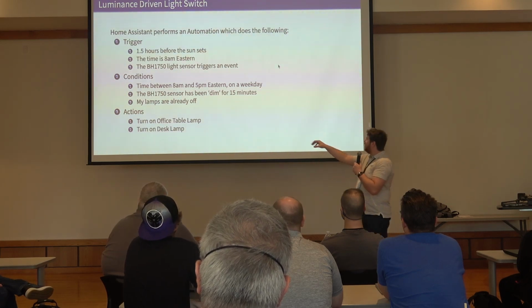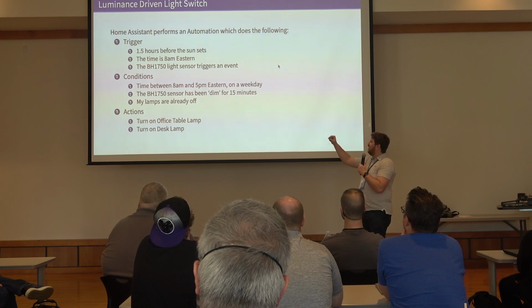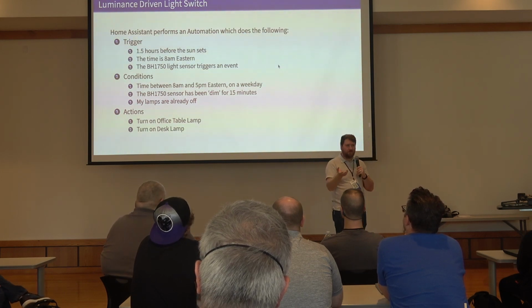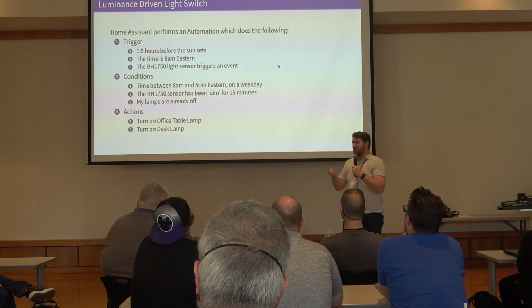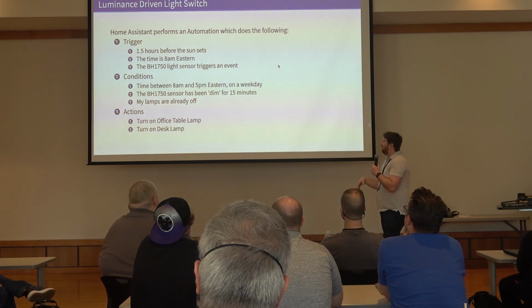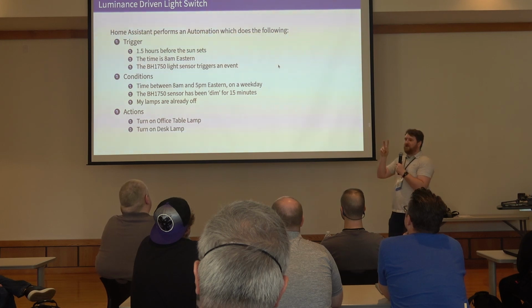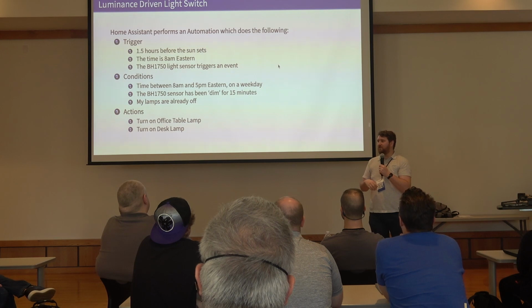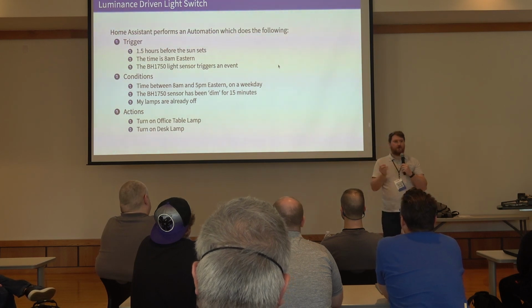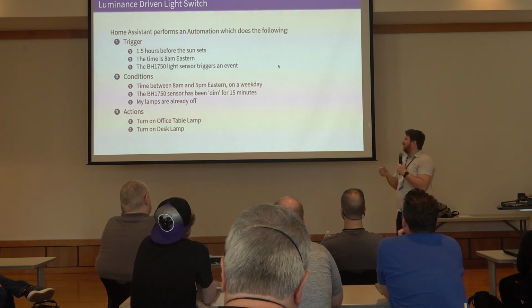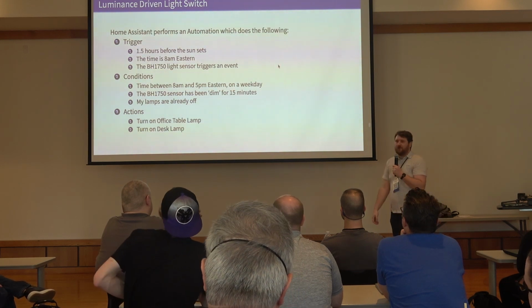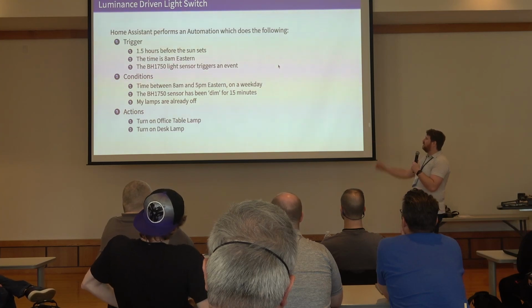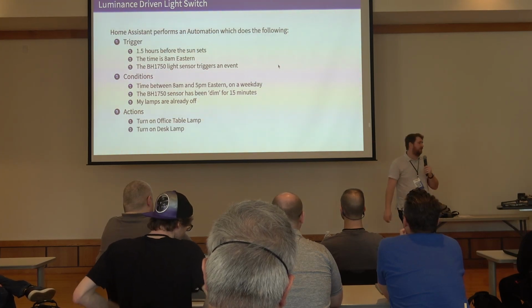The conditions which limit this would be between 5 a.m. and 5 p.m. on a weekday. I don't want my office light turned on if I'm not in the office working, so keep it just during work hours. If the sensor has been dimmed or below the threshold for 15 minutes, if a passing cloud goes by, I don't want my light going on and off and on and off like a Hollywood sign or something. And do a sanity check to make sure my lamps are already off. So if they're already off, turn them on. And then do that, turn my lamps on.